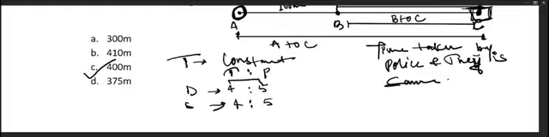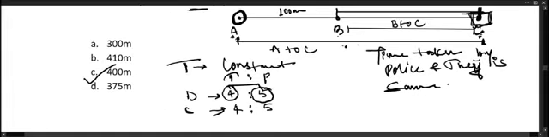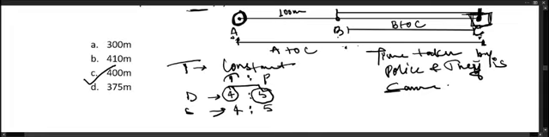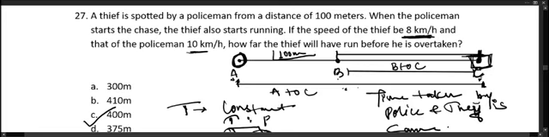So the difference between the distances is 1 unit, because the thief is covering 4 units of distance and the police is covering 5 units of distance. From the diagram we can also see that from A to C the distance is more, and from B to C the distance is a bit shorter. So here again in the ratio format, the distance covered by the thief is less and the distance covered by the police is more. So the difference between both of them is 1 unit.